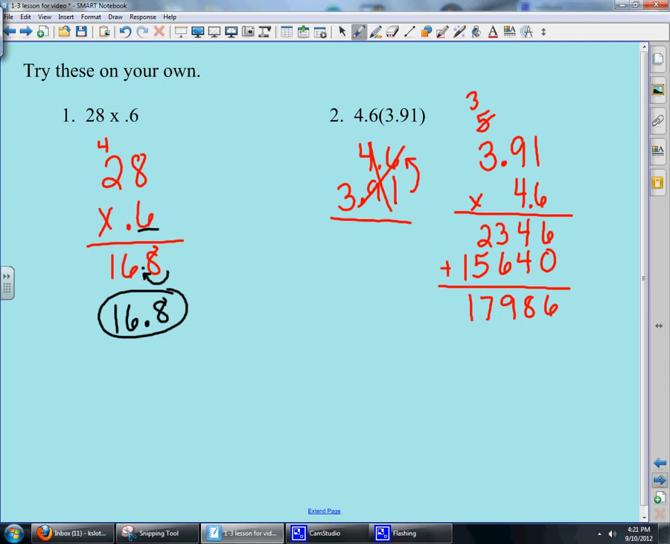How many decimal places did we move? There's 1, 2, 3 numbers after the decimal point, so that means we're going to move 3 places to the left. So we're going to move 1, 2, 3, which means that our answer is 17.986.